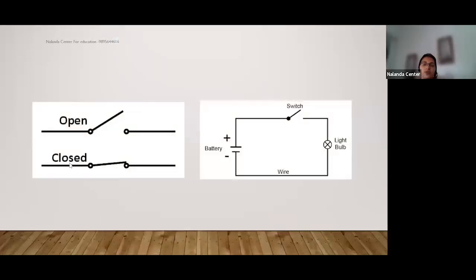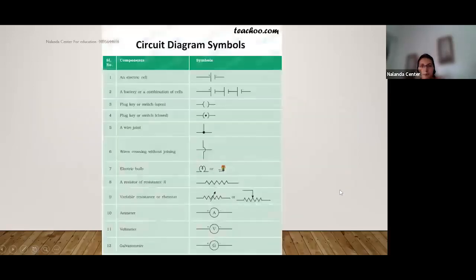See, this is how the switch is open. This is a symbol of an open switch, and this is a symbol of a closed switch. Okay, this is the symbol. This is the rough diagram of a circuit. Now, when somebody asks you to write about a circuit diagram, at least draw this to make sure that the answer is complete. Okay, these are quite a few symbols which have been given.